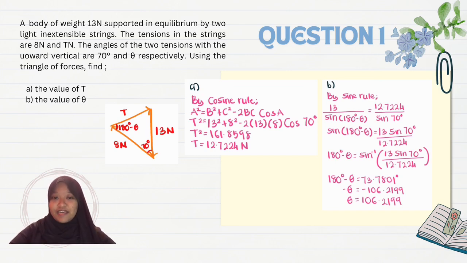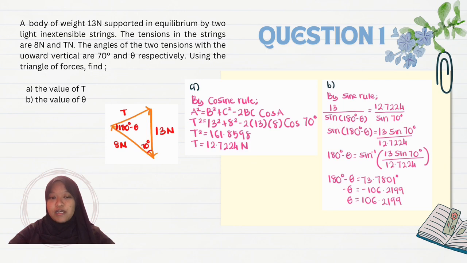Okay, so the first step that we need to do is to sketch the diagram based on the question above. If we sketch the diagram, we can understand the question better. After that, we can find A, the value of T. So we know that we have the angle opposite side T, so we can use the cosine rule.